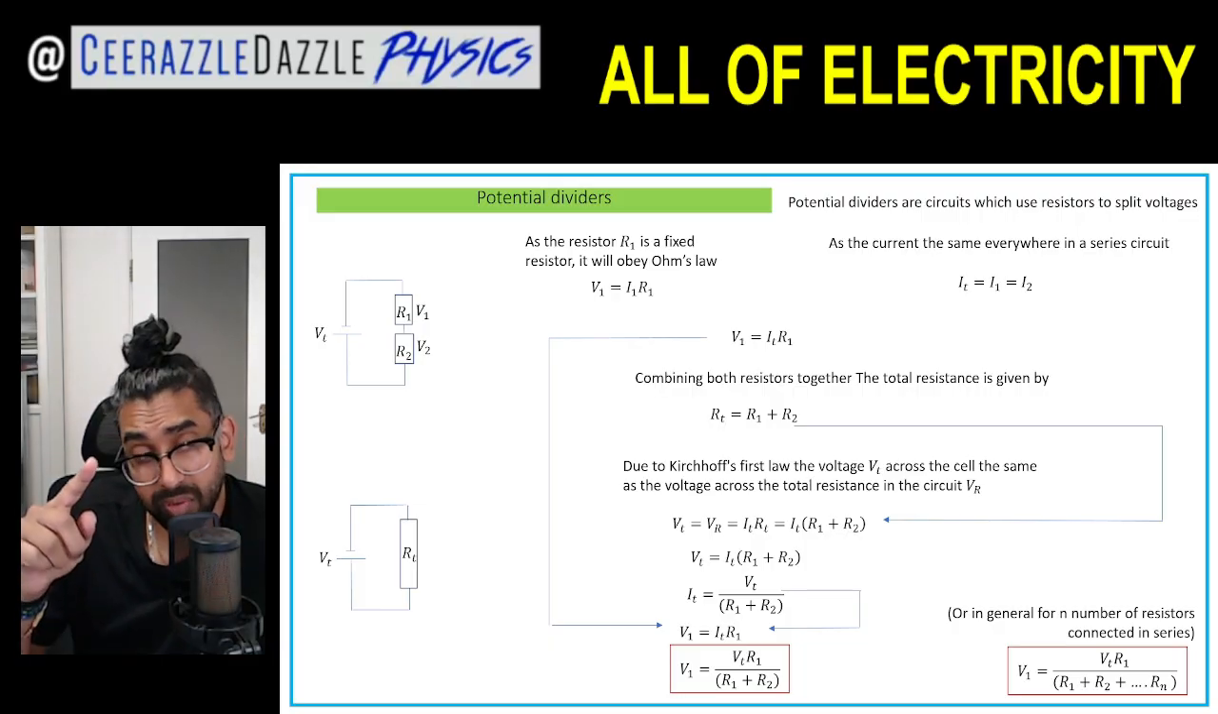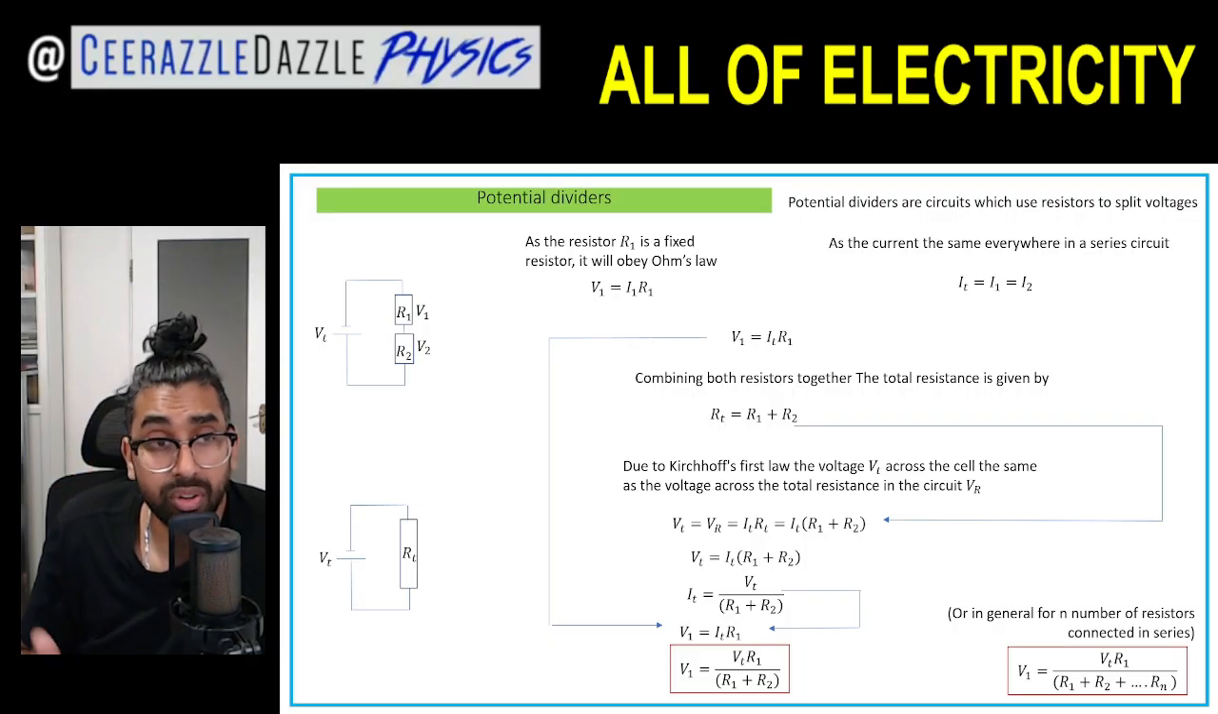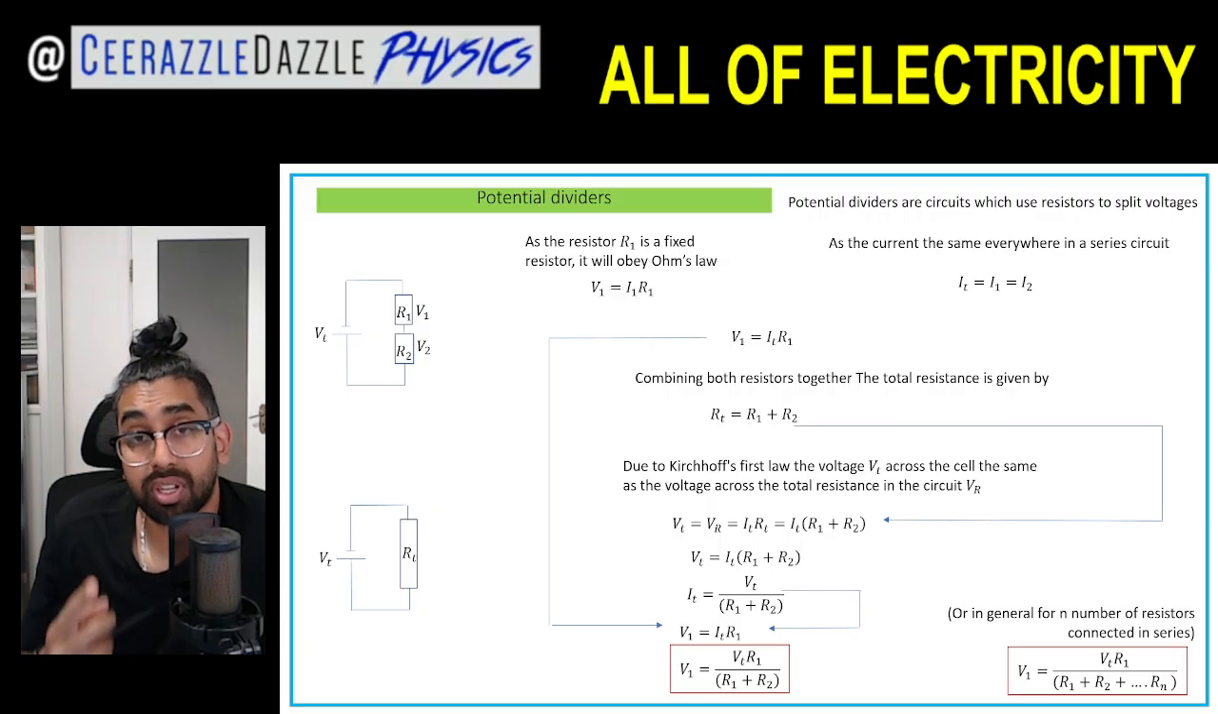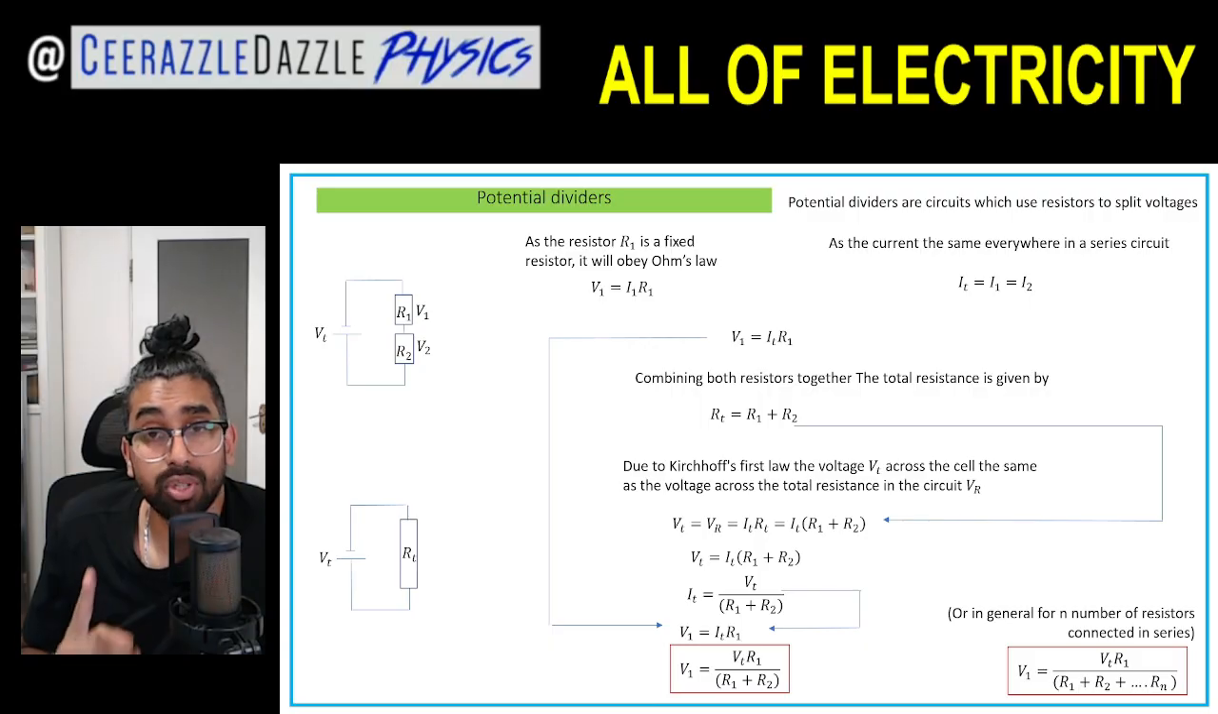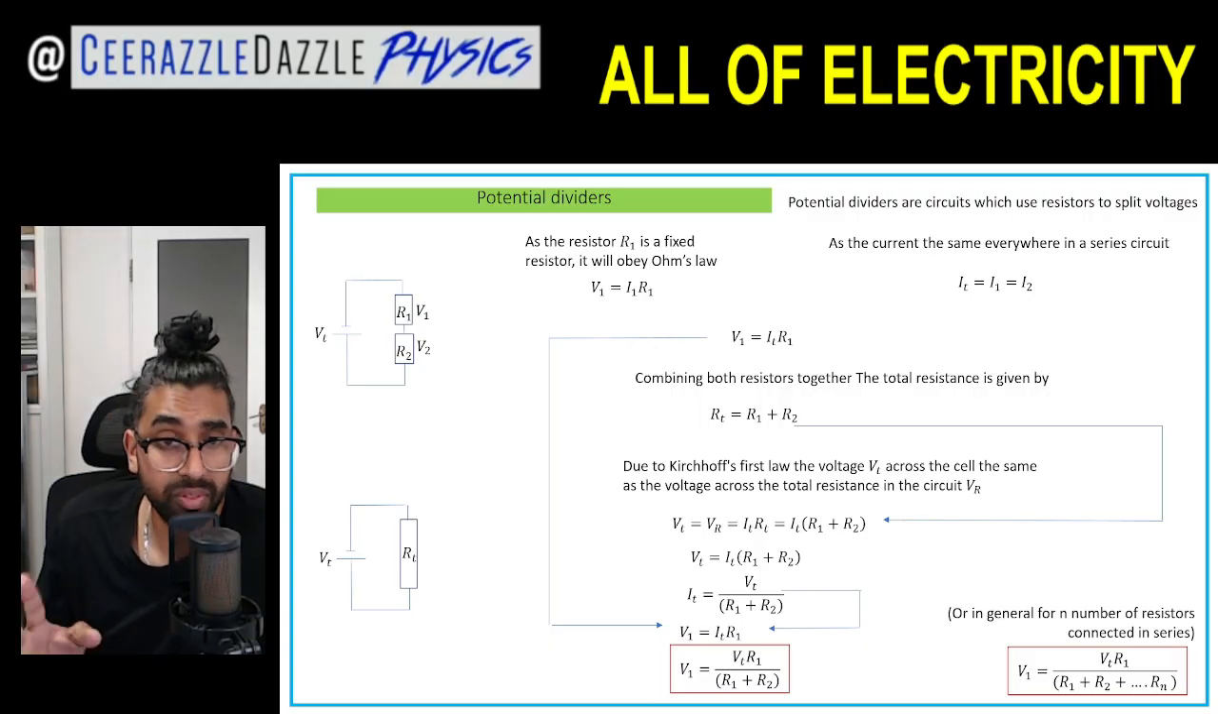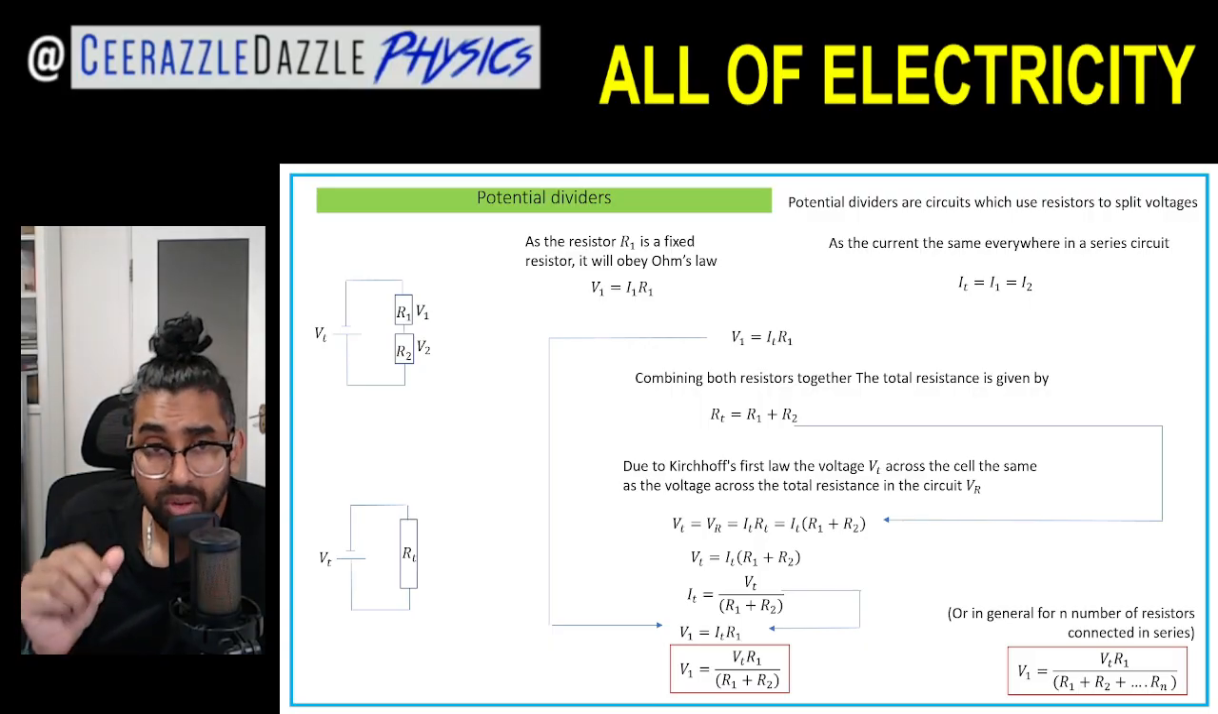So the current going through the terminal is the same as the current going through the first resistor. Also, the current going through the second resistor, they're all the same over here. So IT is equal to I1 is equal to I2. All of them are the same. So now, we start off with V1 is equal to IT times R1.